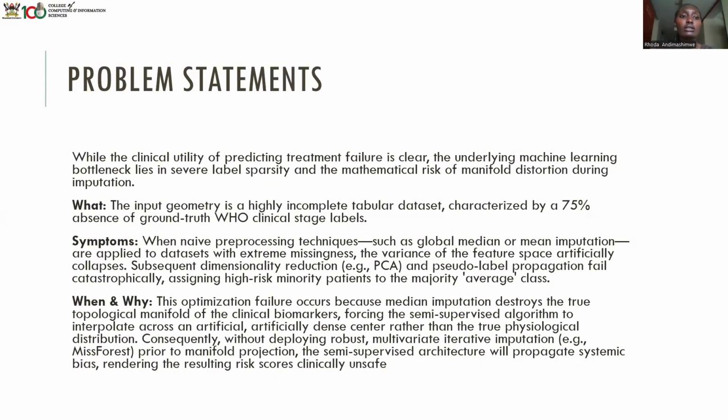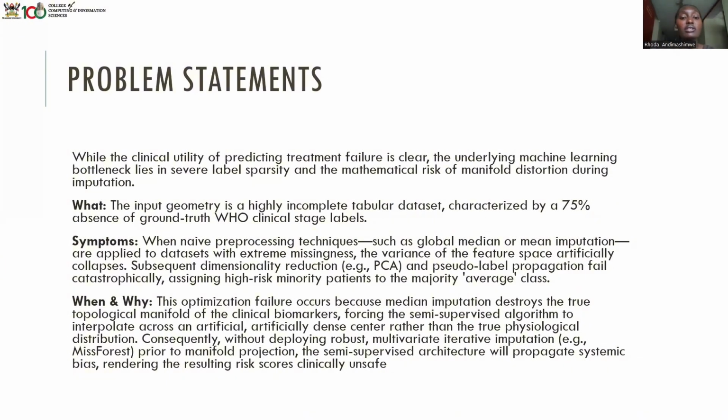What we face in deploying our models is label scarcity and the risk of manifold distortion. Our dataset is a highly incomplete tabular dataset, meaning most of it, 75%, doesn't have ground truth. When we use preprocessing like median or mean imputation, the variance of the feature space artificially collapses. So the subsequent dimensionality reduction and pseudo-label propagation will fail catastrophically, because we're going to end up assigning patients to groups they don't belong to. We shall see high-risk minority patients being assigned to the majority average class. That's why this is a very big problem.